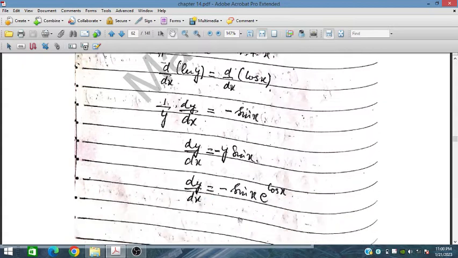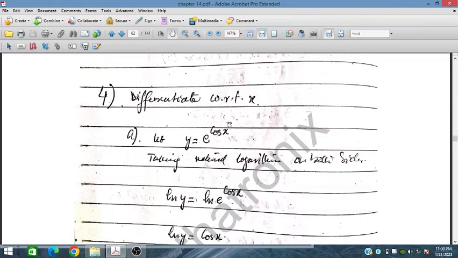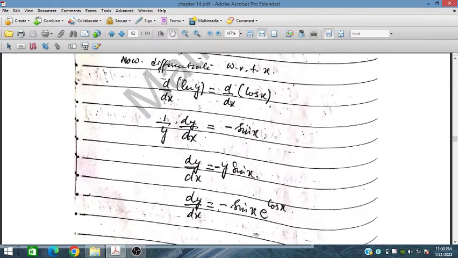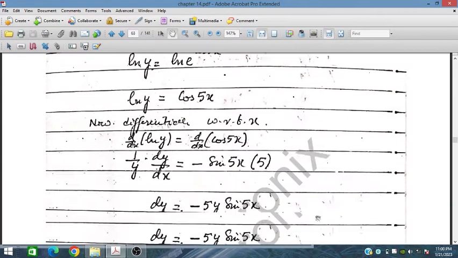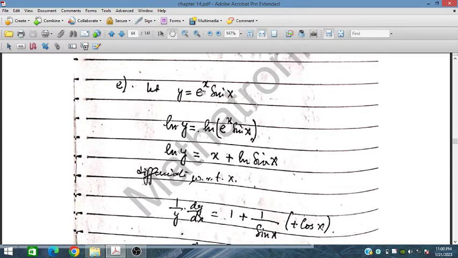So here in place of y we will write e power cos x and this minus sin x. So this is the differential, or the gradient, of e power cos x. Now similarly let's also solve this y equal to e power x sin x.